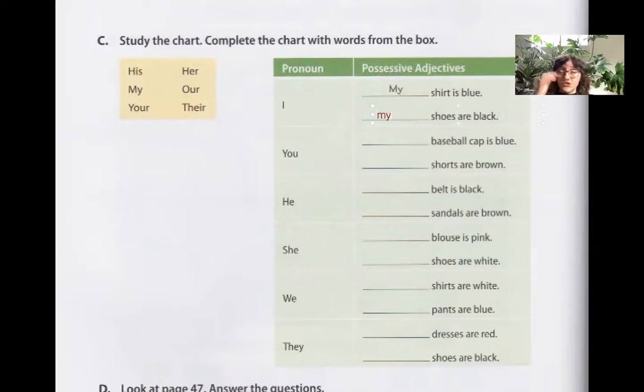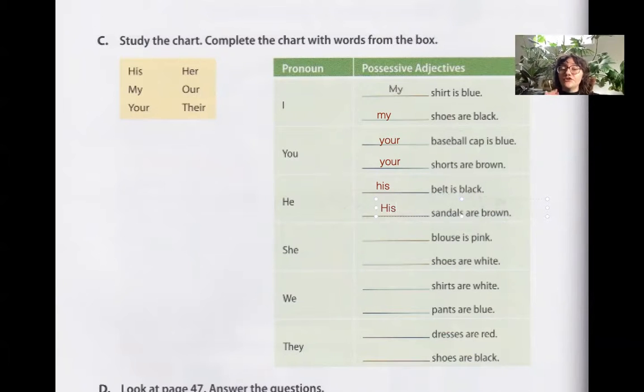My shoes are black. Now, if we say you, right? If I'm talking about you, that means I use your when I'm talking about something you possess, right? Your baseball cap is blue. Your shorts are brown, right? When we use he for possessive, we say his, right? His belt is black. His, I guess I should use capital.